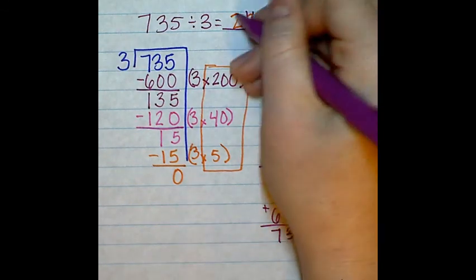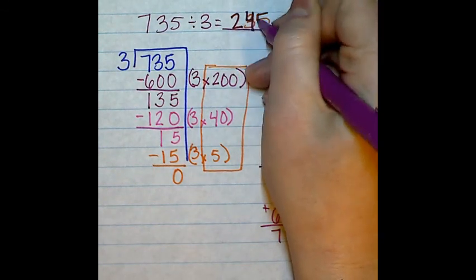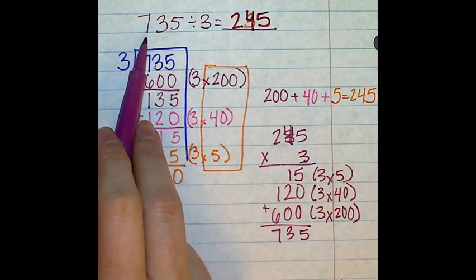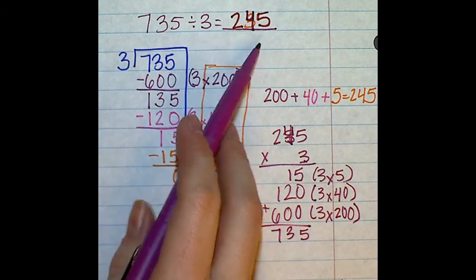So 245 times 3 does equal 735, or 735 divided by 3 equals 245.